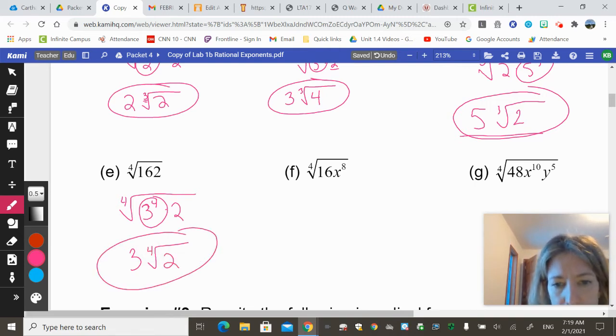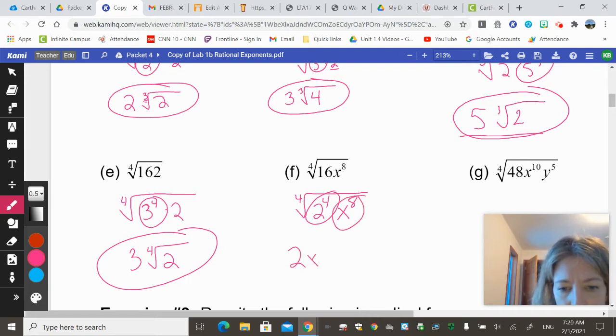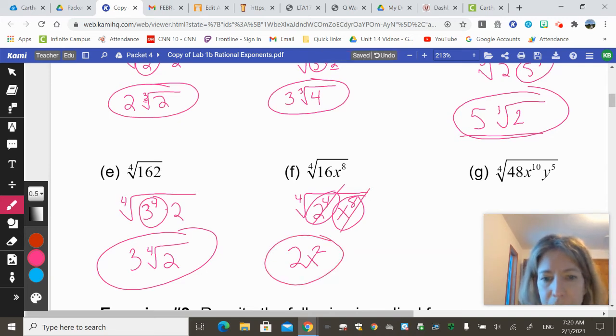All right, next one. Hopefully you guys are getting to the point where you're fluent, where 16 is 2 to the 4th. And then x to the 8th, that's a multiple of 4, so I can leave it like that. I'm going to pull a 2 out. And since there's 2 groups of 4 here, I'm going to pull out an x squared. Since there's nothing left underneath the root, this is my final answer. I don't need my radical sign.